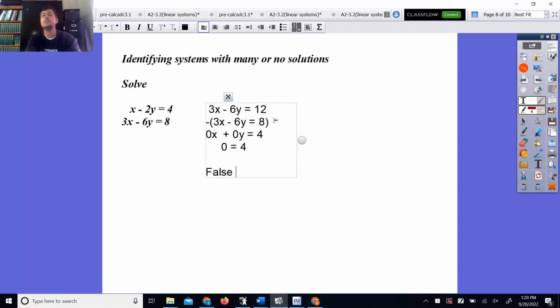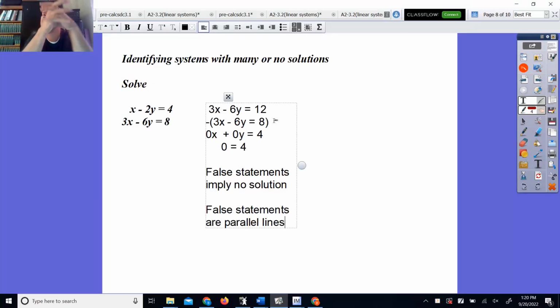It's false. False statements imply no solution. The false statements are where you have parallel lines. That's what they are. That's what a false statement is. It's a system of parallel lines. Anybody need any explanation on any of that?